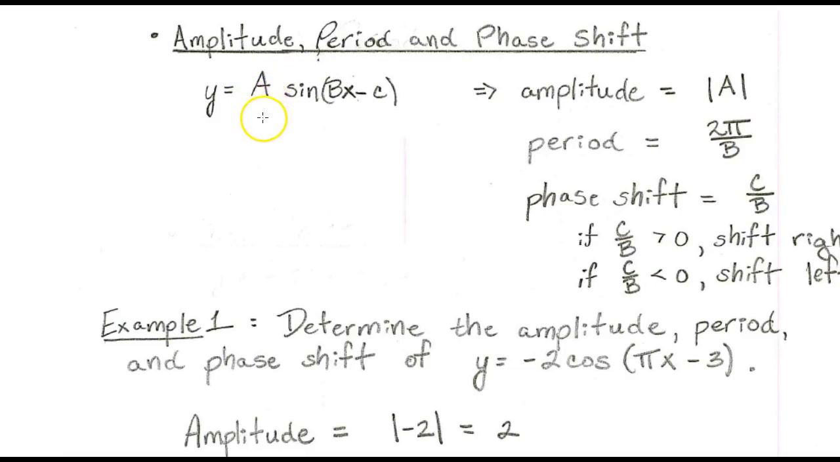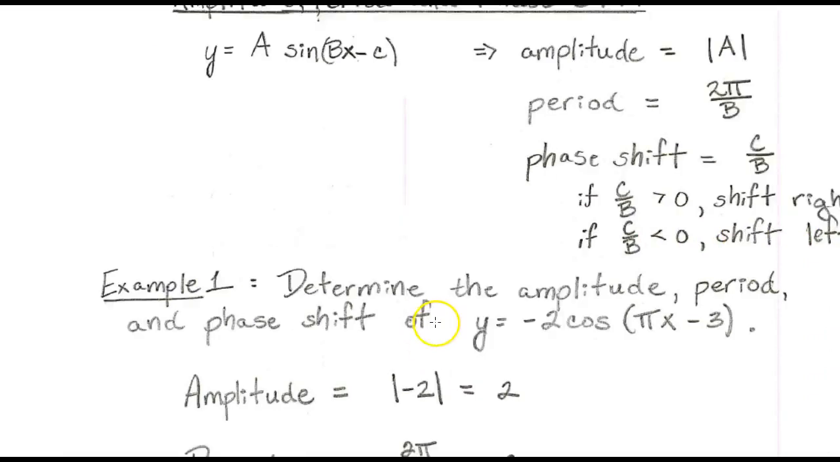If it was negative, it means it would reflect it, right? And so it would go down first. The period is 2 pi over b. So you figure out what the coefficient of x is, take 2 pi and divide it by that coefficient, and that tells you what the period is. The phase shift is this c over b. Notice it has to be in the form of minus some constant c divided by b. So you have to figure out what c is. If c over b happens to be a positive number, that means we're shifting to the right. If c over b is a negative number, we're shifting the whole thing to the left.